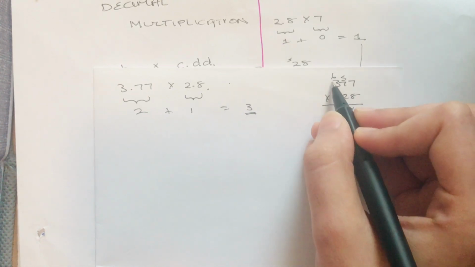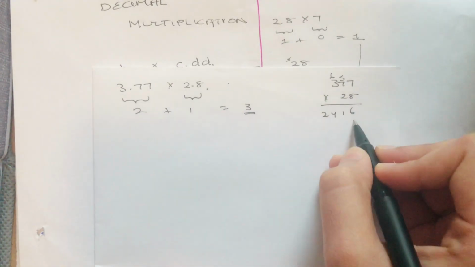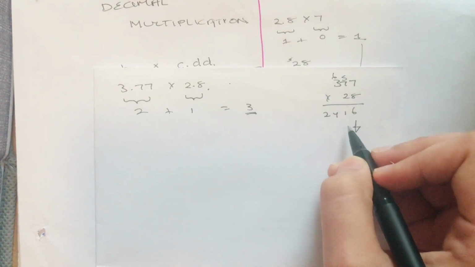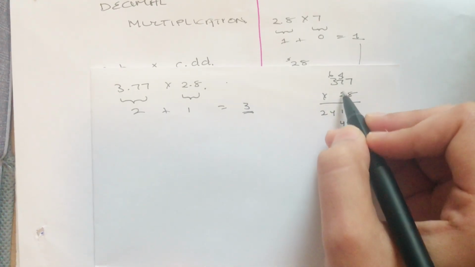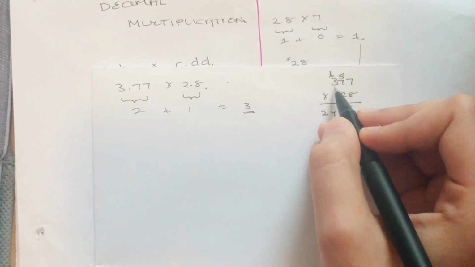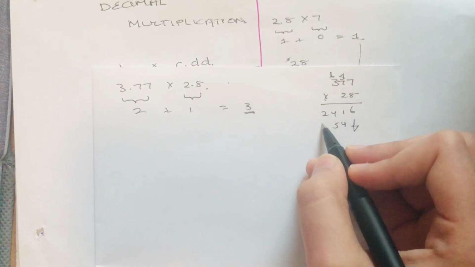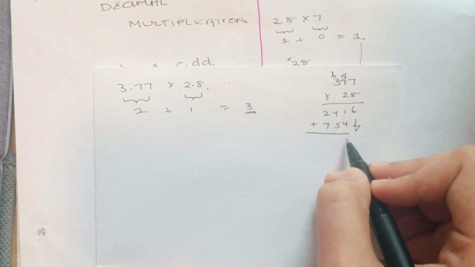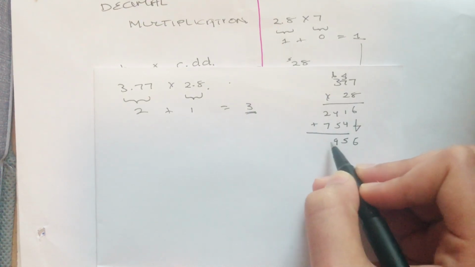8 times 3 is 24, plus 6 is 24. Okay, this will go down. 2 times 7 is 14. 7 times 2 is 14, plus 1, 15. 2 times 3 is 6, plus 1, 7. You add them. So now you have 6, 5, 9, 9.